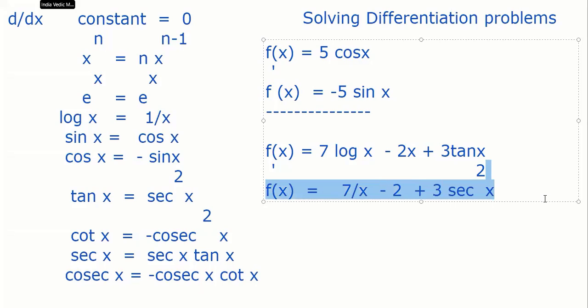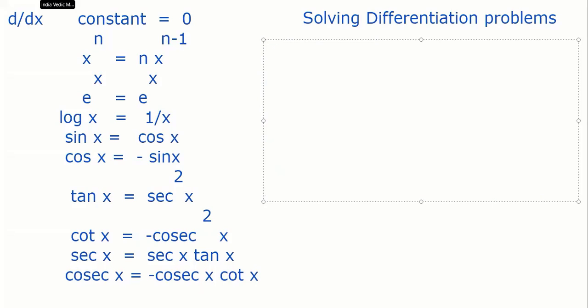Correct? If I give another function, if I say my function is this: 2t minus, let me write it here.